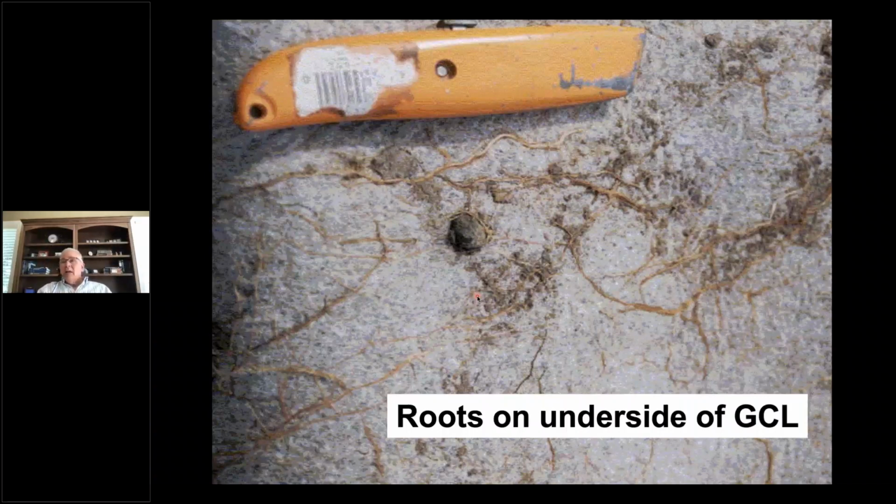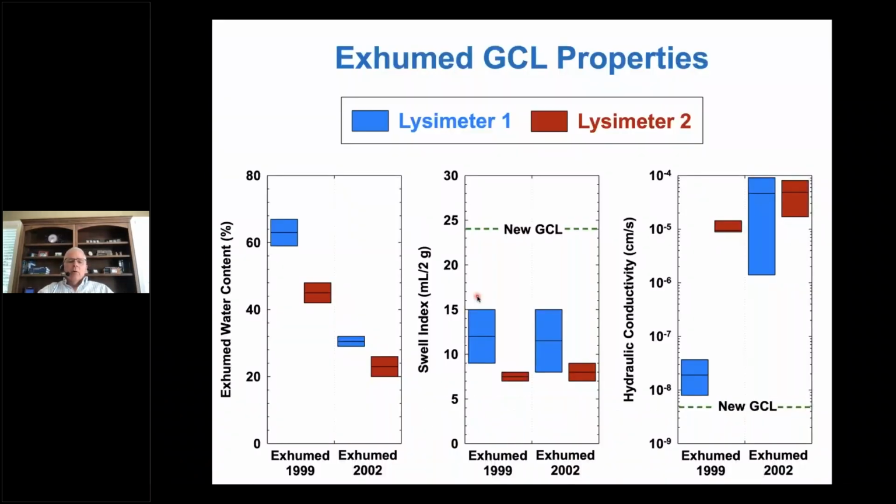Why is this happening? And also, why are those cracks not sealing back up when it wets back up? If water touches it, shouldn't it swell back up and heal like we saw with a new GCL, where the bentonite would swell the large pores shut over time? What's going on here? Well, we look at the exhumed properties and they are striking.